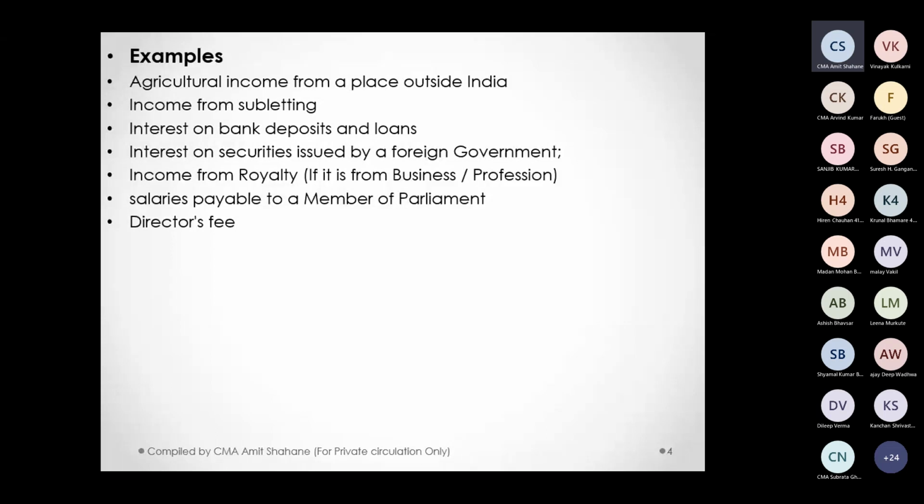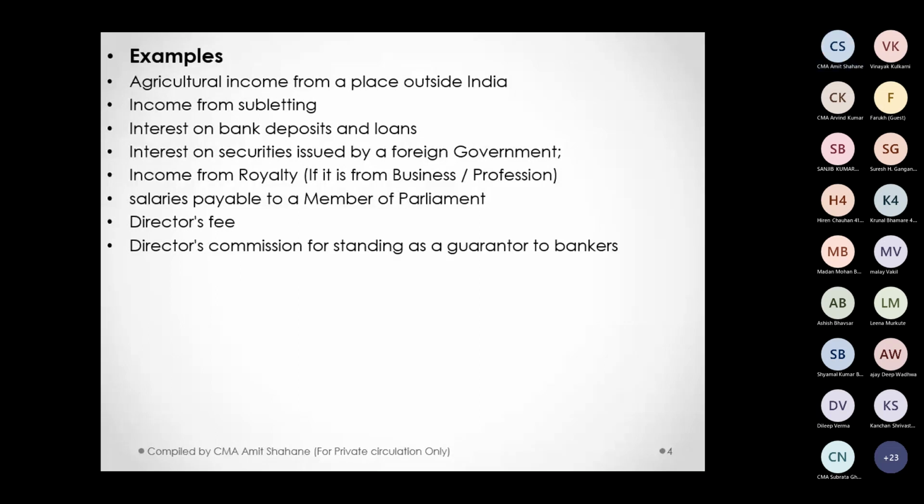Just keep this in mind: even if he is an executive director, executive meaning full-time director, and you are paying him a salary, that salary part will be chargeable under the head income from salary, because it is out of the employer-employee relationship. But when you are paying him director fees or director sitting fees, that employer-employee relationship is not there. You are not paying him the sitting fees because he is your employee. You are paying him because he is director of your company, right?